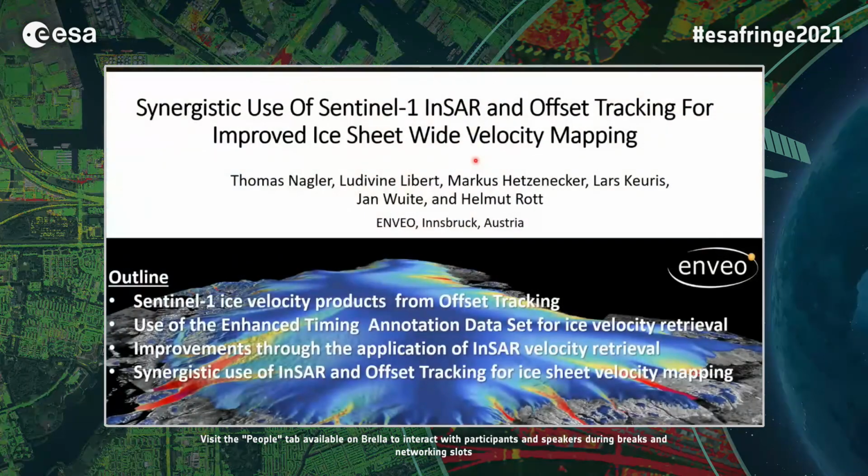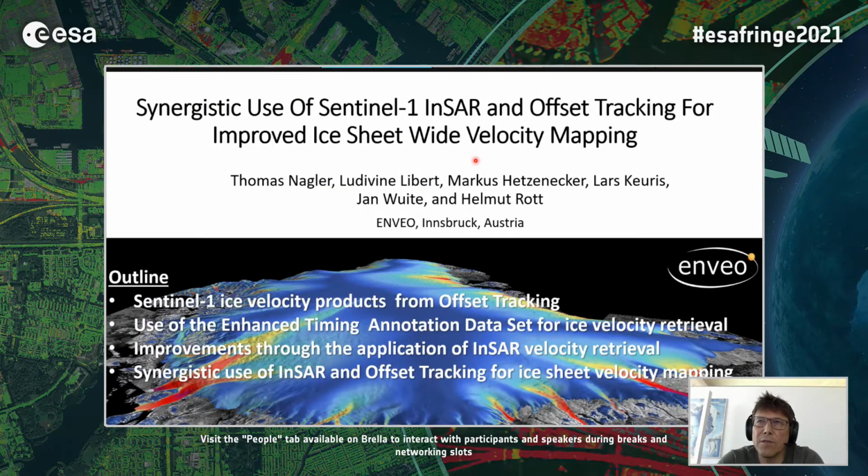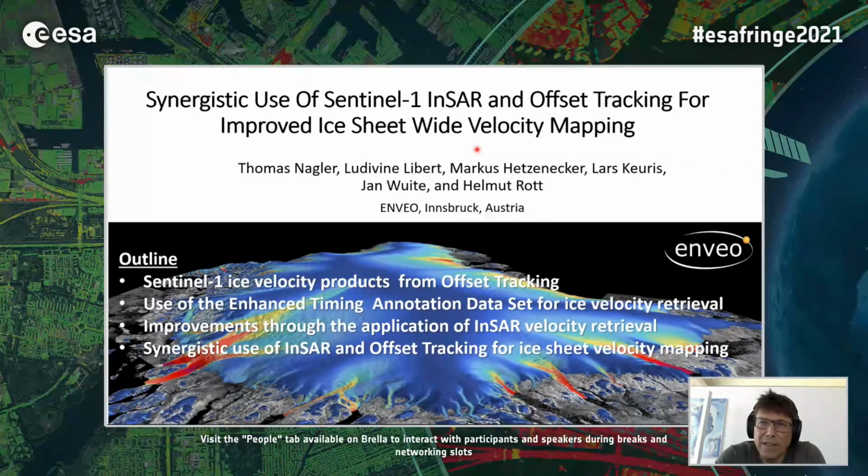In my presentation, I will give you an overview on the recent developments on the synergistic use of Sentinel-1 SAR interferometry combined with offset tracking for an improved ice sheet wide velocity mapping. This is a collaborative work of the team, and you see the different co-authors in the slide here. I will give an introduction on the state of the art of ice velocity production using offset tracking and the improvements using a new product, the enhanced timing annotation dataset for ice velocity retrieval. I will show the improvements through the application of SAR interferometry velocity retrieval using TOPS mode Sentinel-1 data, and finally the combination of SAR interferometry and offset tracking for an improved ice velocity product.